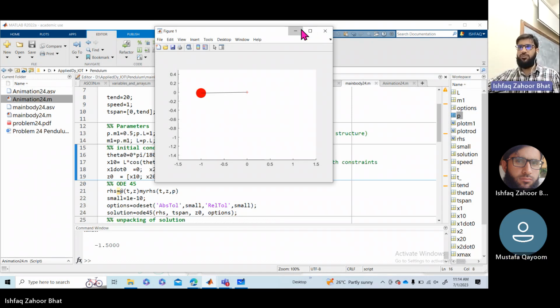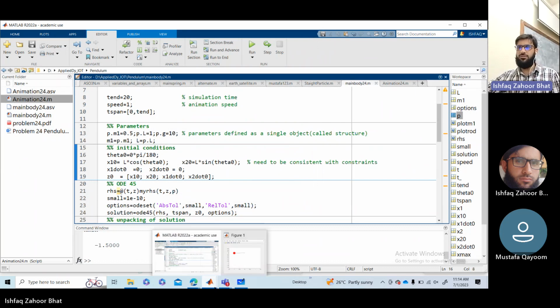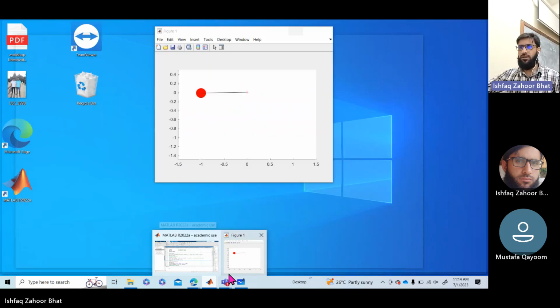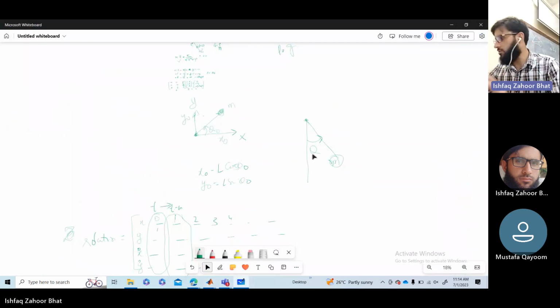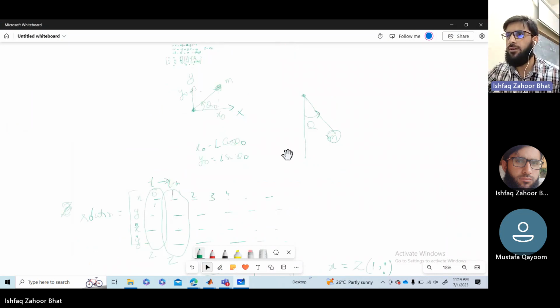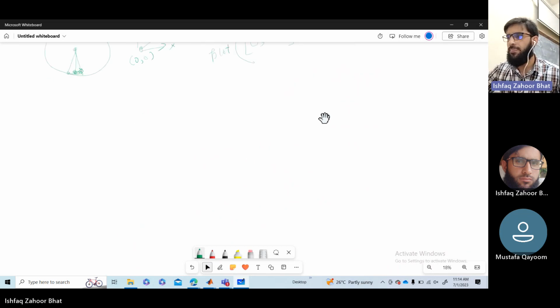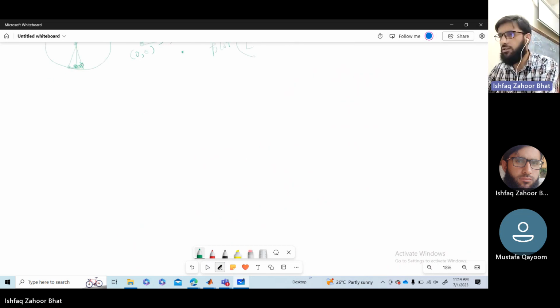I will encourage you to use the damping also, and then it will decrease. Or maybe you can do one thing. Let's use the whiteboard and I will tell you how you can improve this problem, because those are the practical ways.